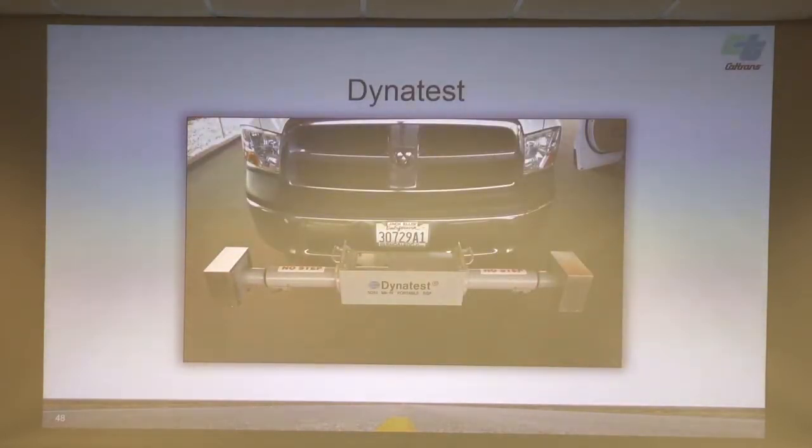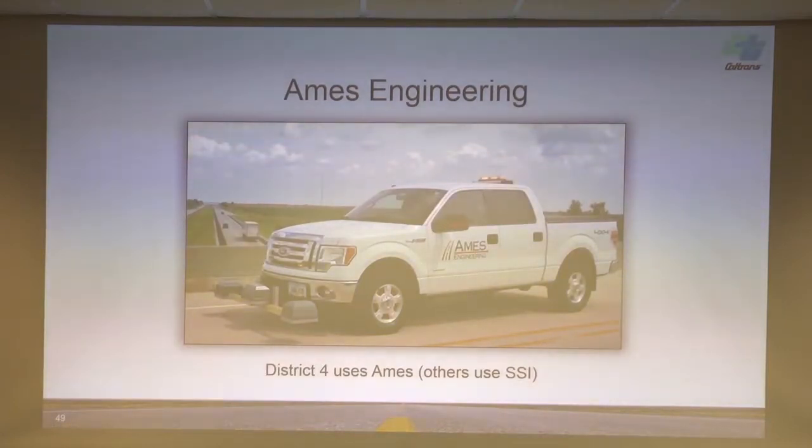Dynatest is a second model, and there's an Ames model also. District 4 was one of the first districts to get an inertial profiler. I think that's why they ended up getting an Ames. Kind of. It was a trade. District 6 gave us the Ames, we took the SSI. So District 6 used to have the Ames, and they took the SSI, and then District 4 took the Ames profiler.